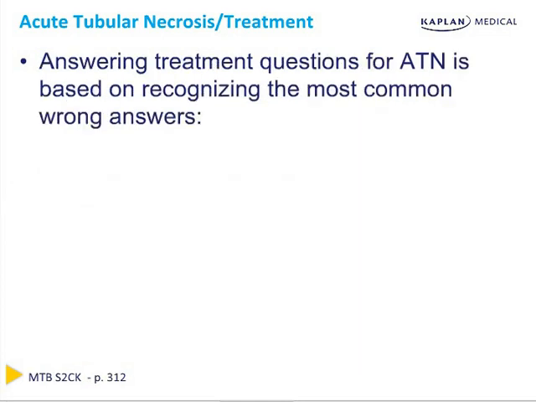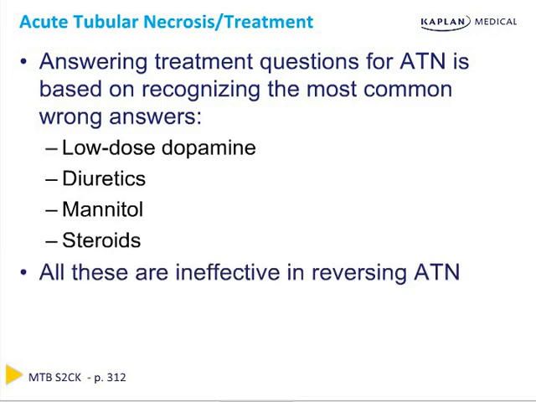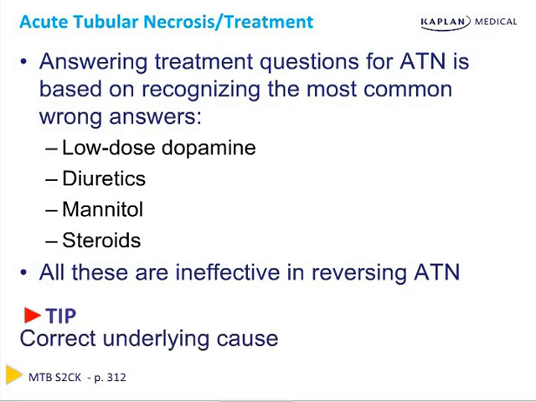Answering treatment questions for acute tubular necrosis is mainly based on recognizing the most common wrong answers. Things that we don't do for ATN include low-dose dopamine, diuretics, mannitol, and steroids, as all of these are ineffective in reversing acute tubular necrosis. Again, the best way to treat ATN is to identify and correct the underlying cause.